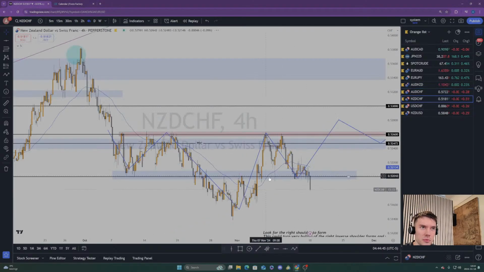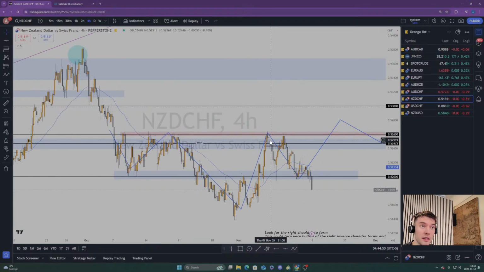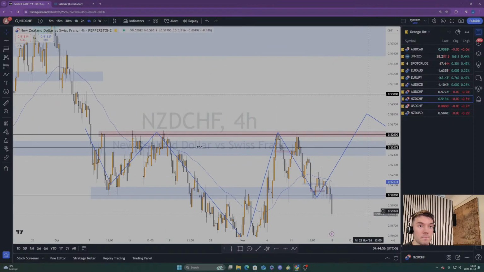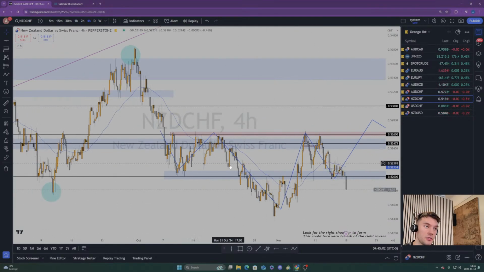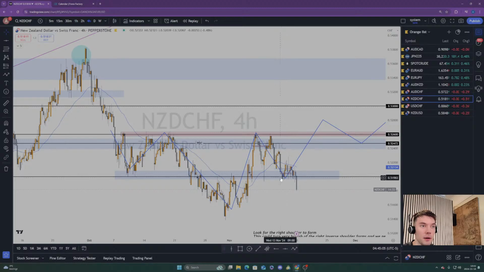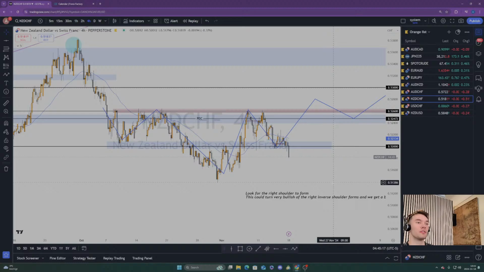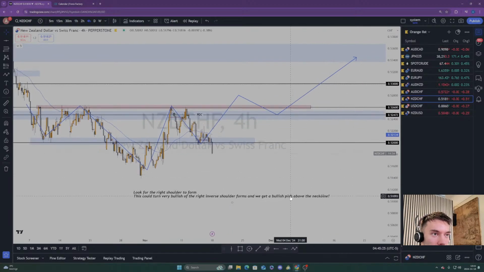We don't touch it here because we don't know if we're creating the right shoulder or if we're just breaking down here. If we just made a double top or whatever and busted down lower. In this case, there was a great potential for an inverse head and shoulder here, but we did not get the bounce of this right shoulder. We did not break above the level, and we just continue to bleed down here. Price is bleeding down right there. Look for the right shoulder to form. This could turn very bullish if the right inverse shoulder forms and we get a bullish push above the neckline.